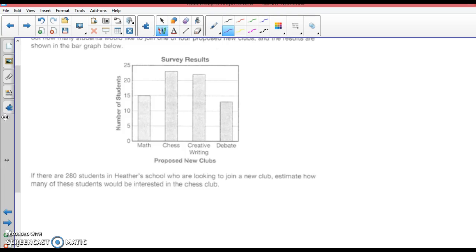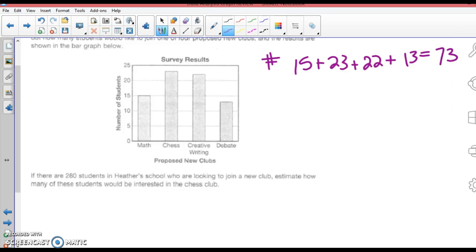Well, first of all, we need to figure out how many people were surveyed. Okay, so the number surveyed, let's see, 15 plus, I'd go with 23. But again, this is going to be an estimate, right? I'd say that this is 22 plus 13. And if you add that up, you get 73. So, who can give me my proportion if we want to know how many kids we think are going to sign up for chess club? Nick, what do you think?